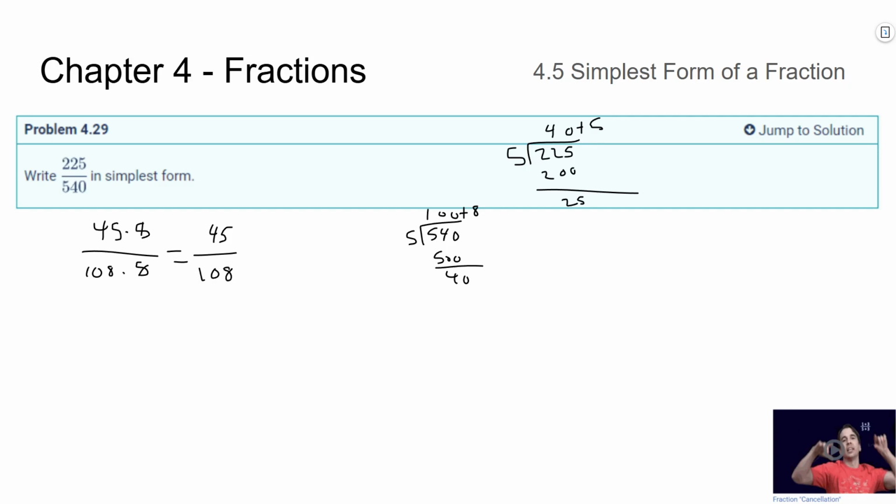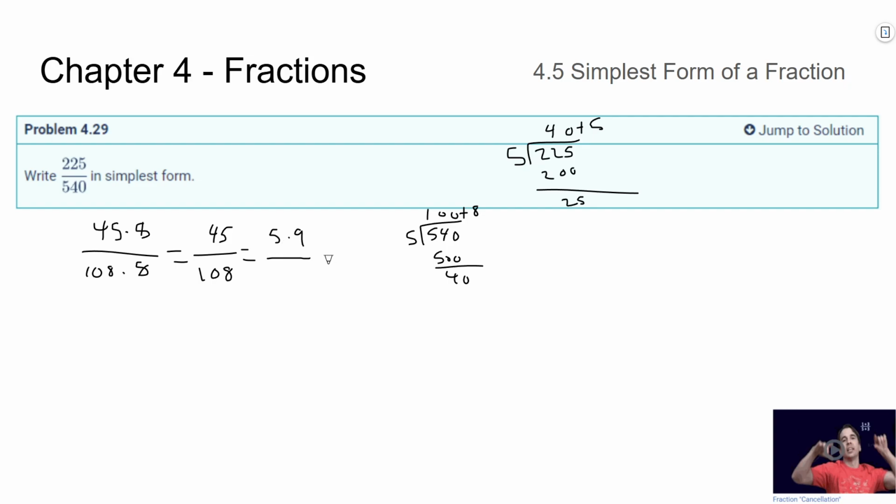Okay, is this in the simplest form? Well, if we use our divisibility test for 4 and look at the last 2 digits, is that a multiple of 4? It is, so it's divisible by 4, but the top's not. The top's divisible by 5, but the bottom's not. How about 9? Remember our test for 9? Add up the digits. 4 plus 5 is 9. Yep, that's a multiple. 1 plus 8 is 9, so that should be a multiple also. So 45 should be 5 times 9.